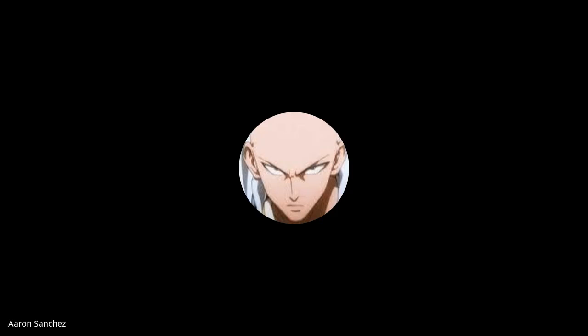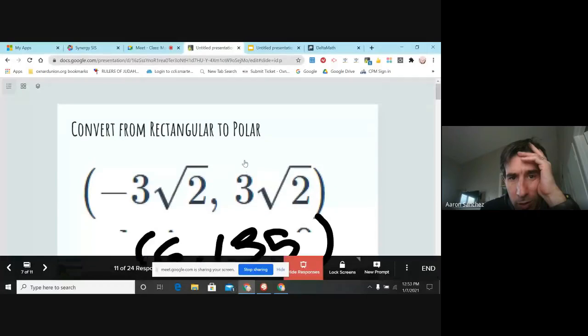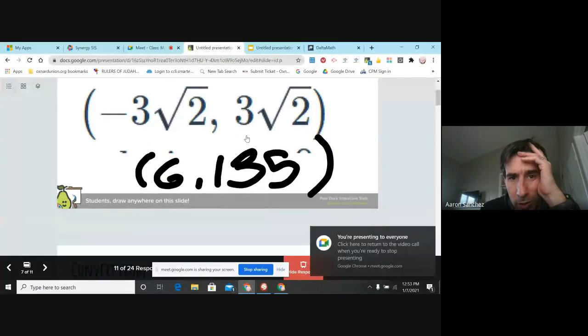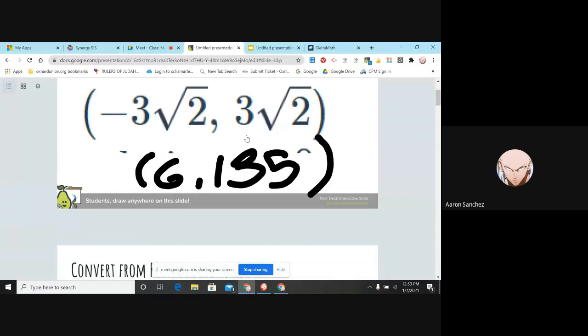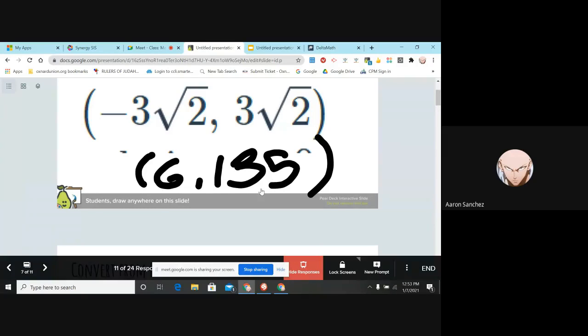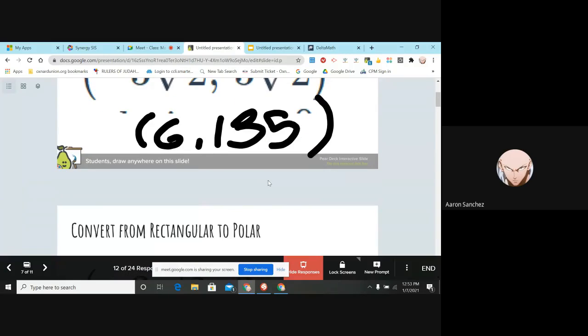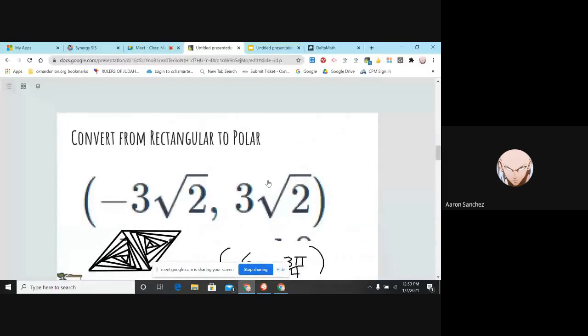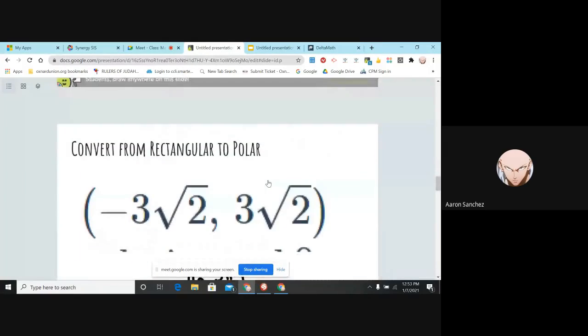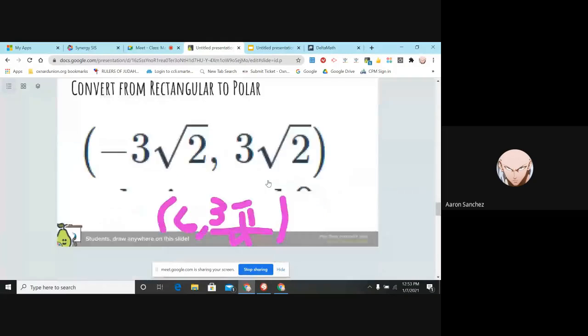Let me show you what I've been looking at. Okay, so this is correct. The 135, you have to change it into radians. And by the way, whoever did this, look on your unit circle and you can find the 135 and convert it to radians. 3 pi over 4, 6 comma 3 pi over 4. Very good.